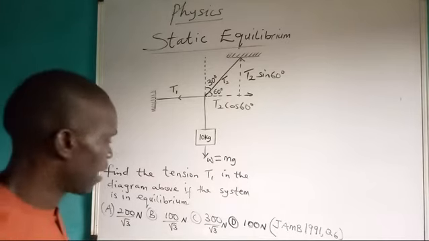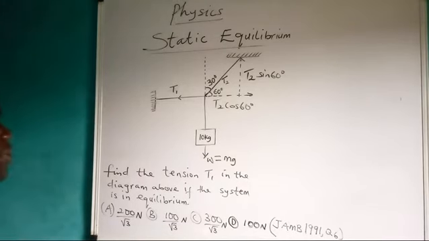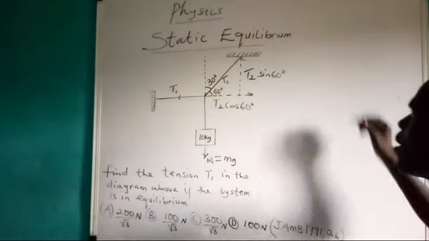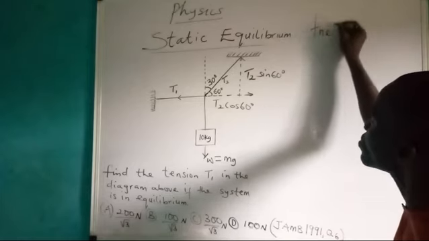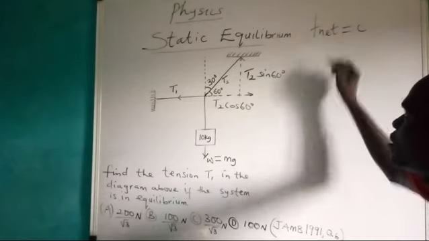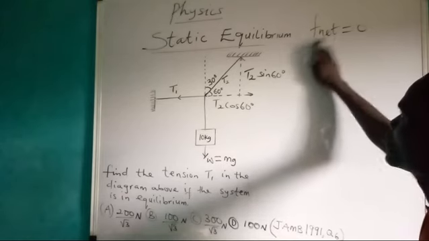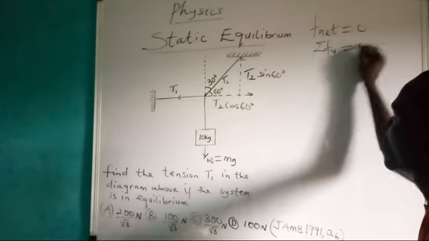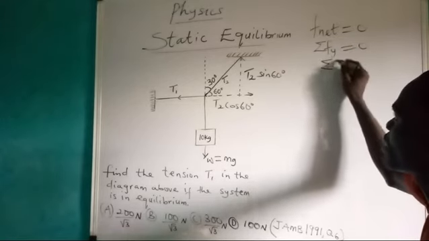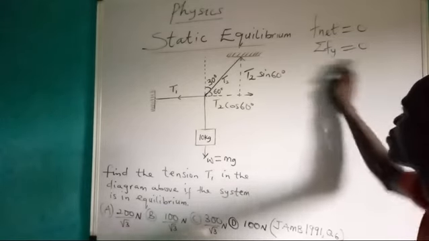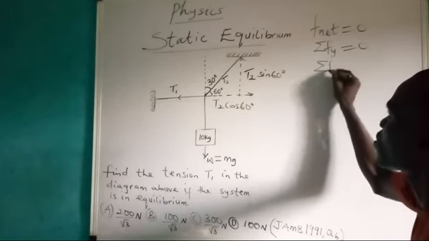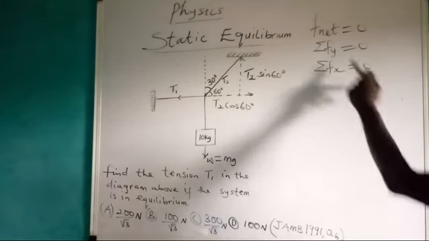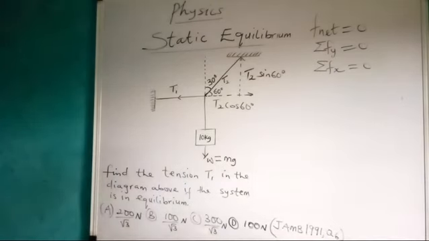Remember I told you that we have to look at the case of translational equilibrium. In translational equilibrium, the net force must be equal to zero. In this one, we consider the two components: the y component must be zero, and the x component must also be zero. It means that the sum of the forces on the x component must be zero, and the sum of the forces on the y component must also be zero.